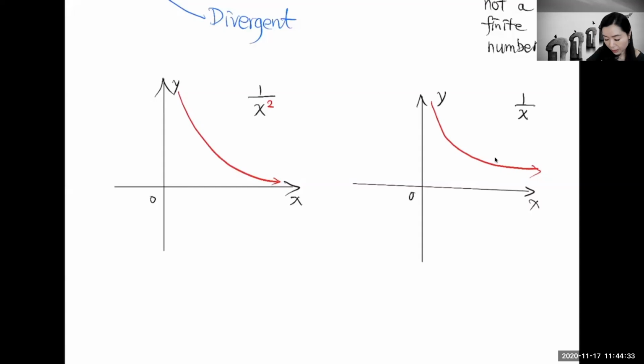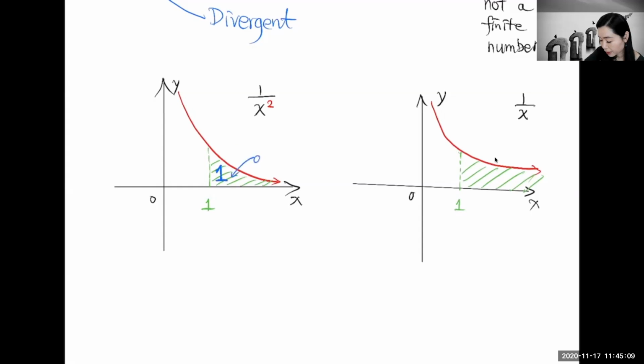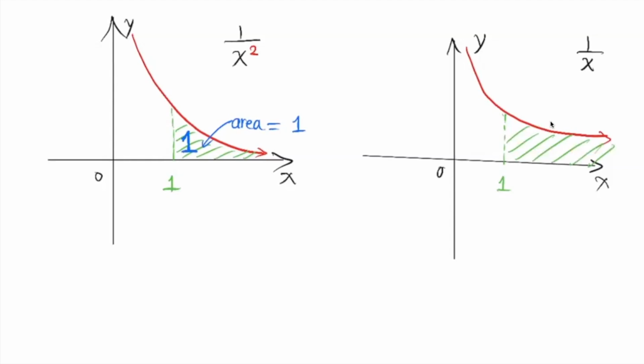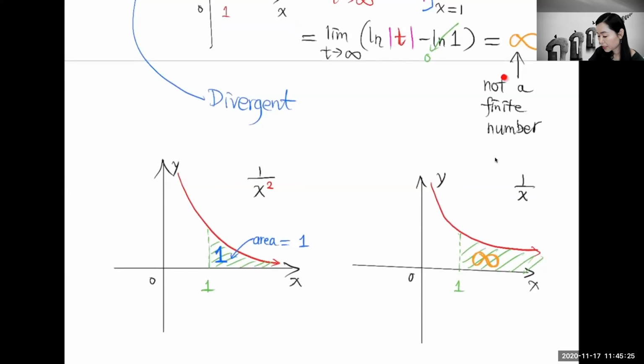Okay, so now we have this from 1 to infinity. Let's think about the area under the curve. What's this area under the curve? We just found this. What's the area under the curve? It is 1, right? So the area under this curve is equal to 1. Now what about this part over here? What's the area under this curve? Is it also 1? It's infinity. We just got this.